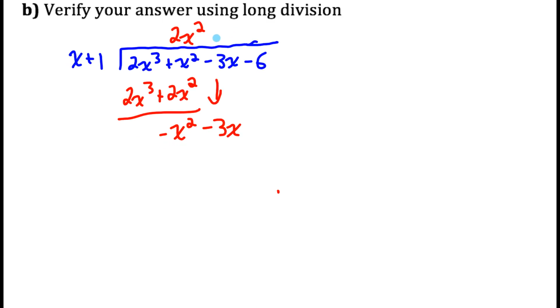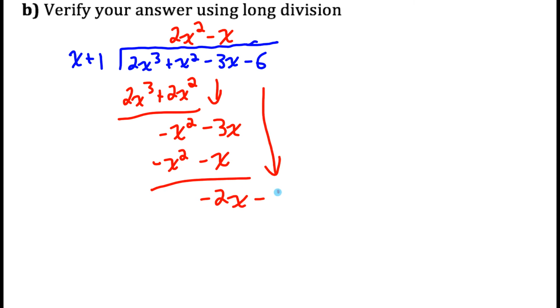Negative x squared divided by x is negative x. Multiply that negative x by x plus 1. I get negative x squared minus x. Subtract my like terms, I get negative 2x. Bring down my last one, my minus 6, and do the process one more time.